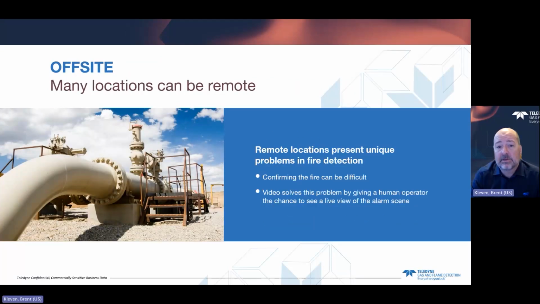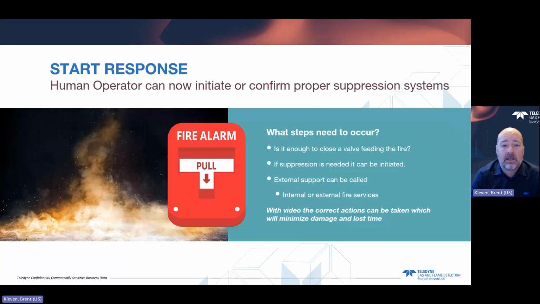Again, we talked about some of these locations being remote. We know that some of these might be hours away from people. So how do we deal with those with a flame detection system? Well, now we can send video around the world. We can take that video from that remote site and send it to a human operator somewhere else, and they can take actions immediately. They can see what's going on, what's happening, and take the appropriate action. Video solves this problem by giving that human operator the chance to see, even from a remote location.